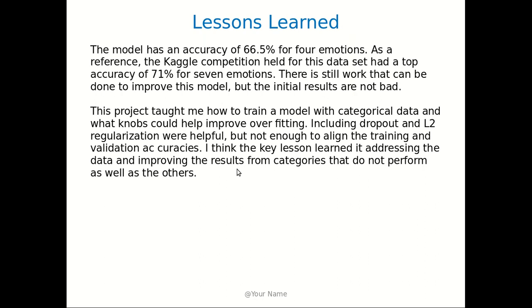So what I've learned: this model has an accuracy of 66.5% for all the emotions. This is reasonable. The top reference from Kaggle for the competition for the set of 7 emotions is 71%. So there's definitely room for improvement, and there's definitely room for improvement for the different emotions. And this project taught me how to train the model with categorical data and what knobs you can use to help improve overfitting. This includes L2 regularization and dropout as well. The key lesson learned is addressing data and improving the results from categories that did not perform as well as others.